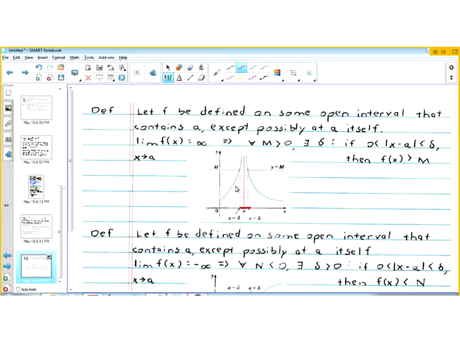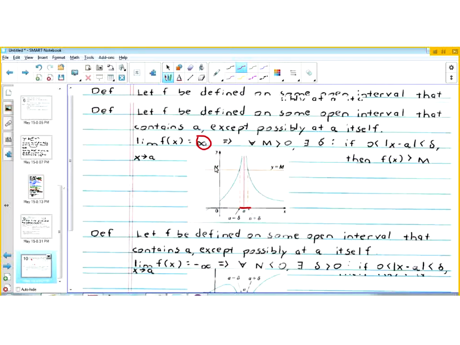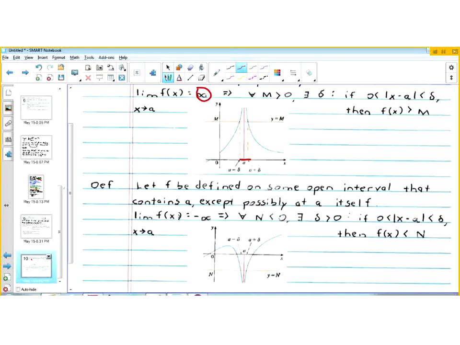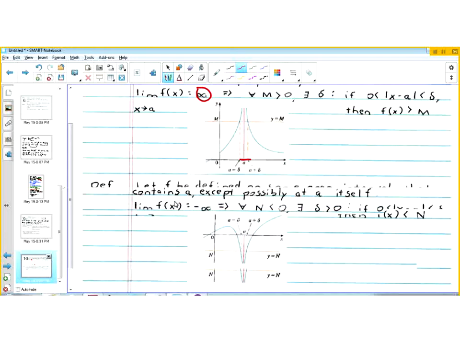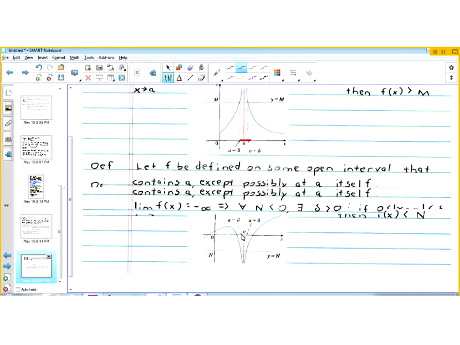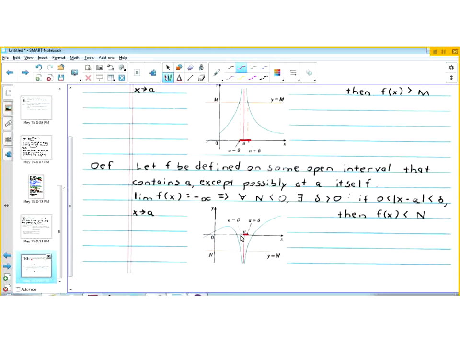So if I choose any x on this interval, this subrange right here, my output for any choice of x, except at a, of course, is guaranteed to be greater than m. And if that guarantee holds, then this will be our limit right there. Okay, so that would be the limit as x approaches a of f of x.